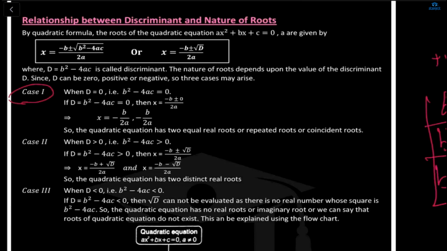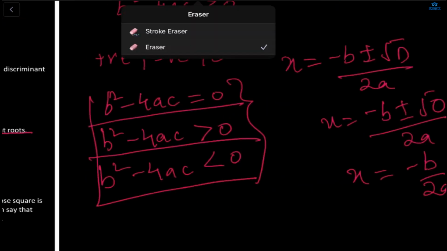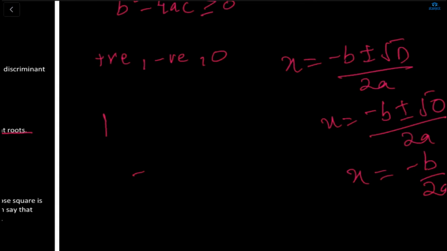What is the case 1? Quadratic equation has two equal real roots, or repeating roots, or coincident roots. You can say that the roots are equal, or the roots are repeated, or the roots are coincident roots. And you can see here the x value is minus b upon 2a, again minus b upon 2a. This is for the first scenario, for b square minus 4ac equal to 0.